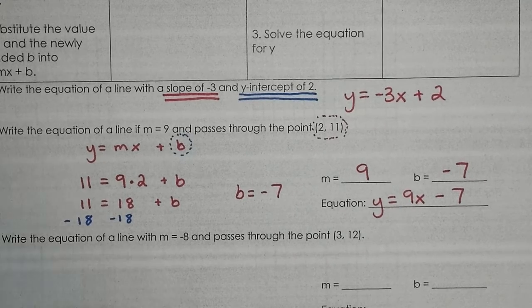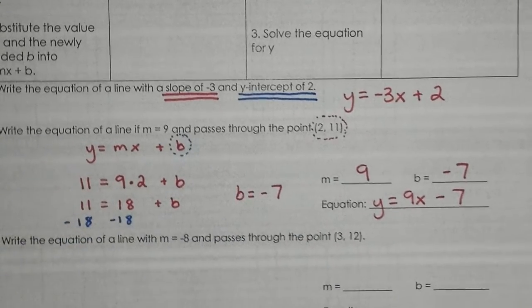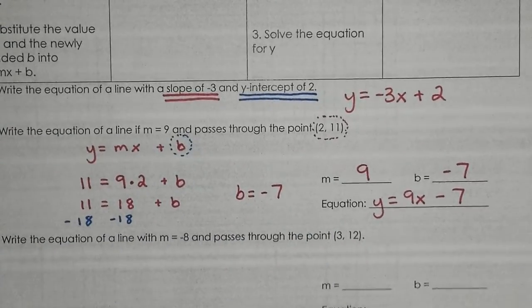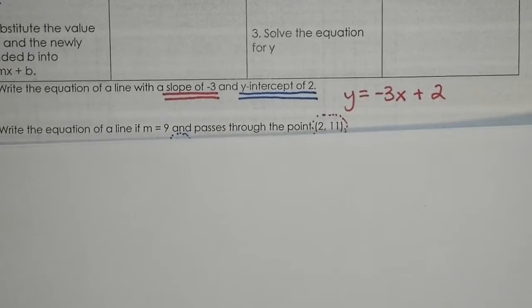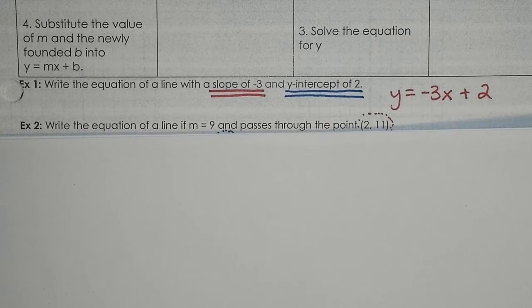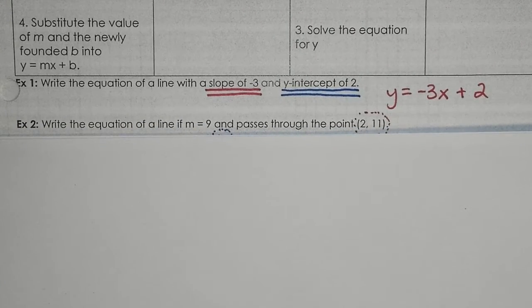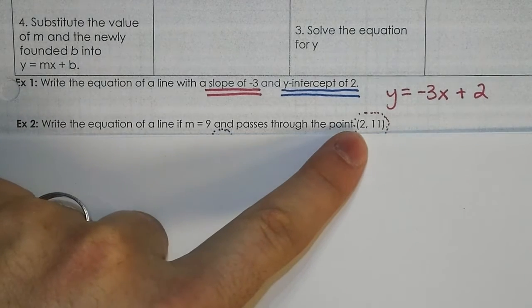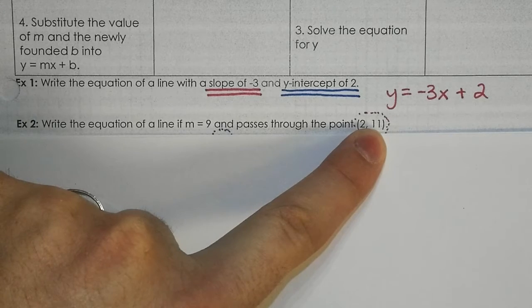Let's go back. Let's recap that question. Let me get a blank sheet of paper so we can kind of block some things out. Our original question said, write an equation of a line m equals 9 and passes through the point 2, 11. Remember, m equals 9 is our slope. 2, 11, 2 is our what? X. 11 is our y.